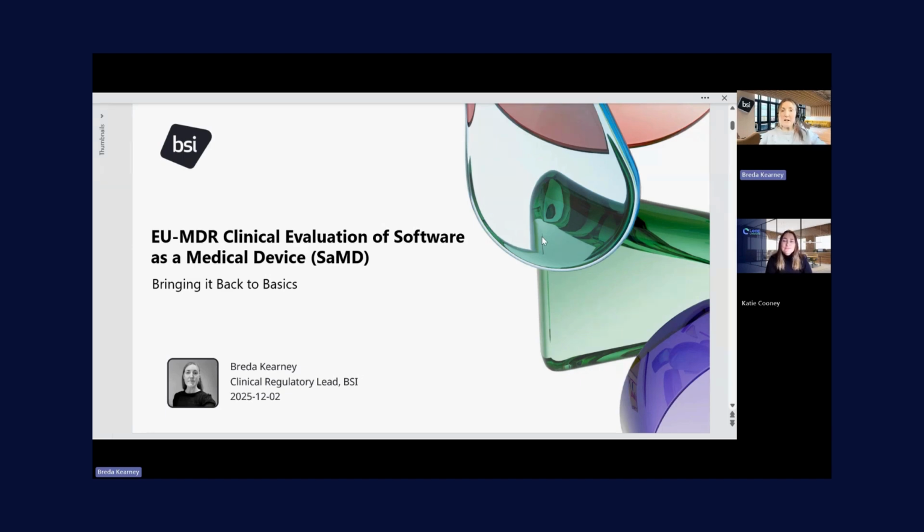Because based on our experience, what we generally see is the technical side of software is very strong, but where manufacturers find that they're challenged, it's trying to put together the clinical evaluation. So that's why we're going to focus on that side of it today.